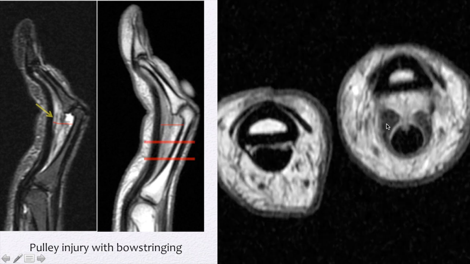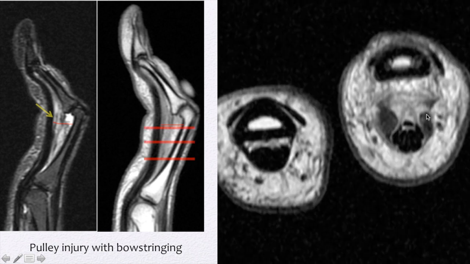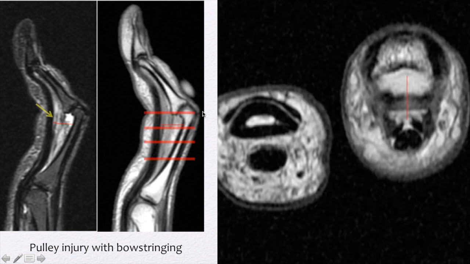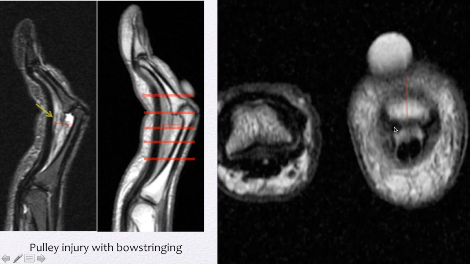As you go distally, you can see that there is a complete tear of the A2 pulley. Here also there is a complete tear of the A2 pulley, and there is marked increase in the gap between the bone and the tendons. At the level of the A3 pulley, so now you are at the level of the joint, you can see that again there is a larger gap and the pulleys are torn. At the A4 pulley, you can appreciate that the pulley is not completely torn, but it's a high grade injury. So in this particular patient, 3 pulleys are injured and it has resulted in bowstringing.